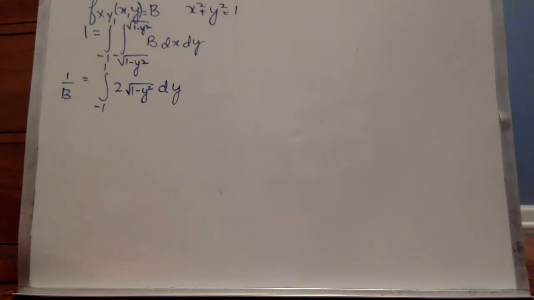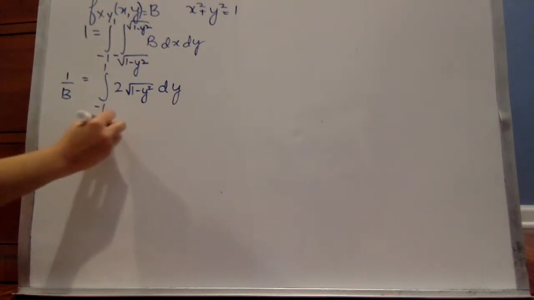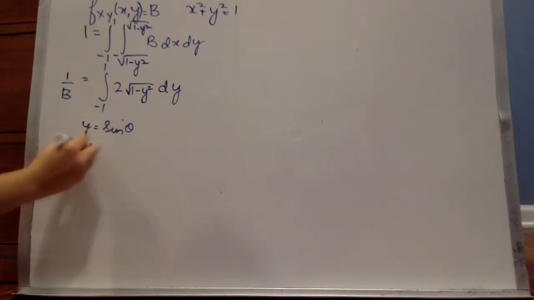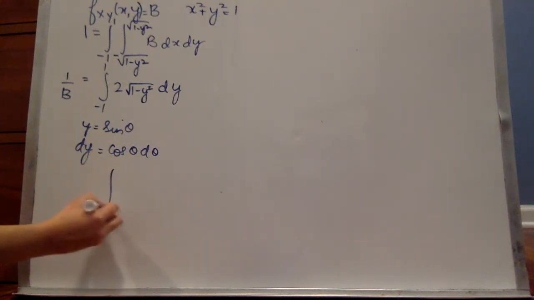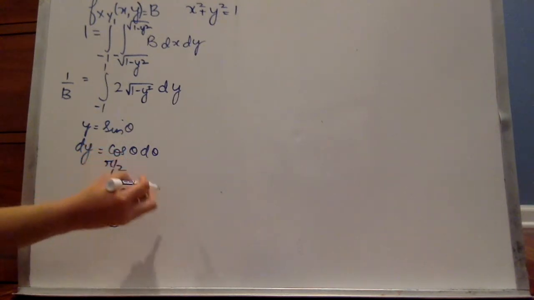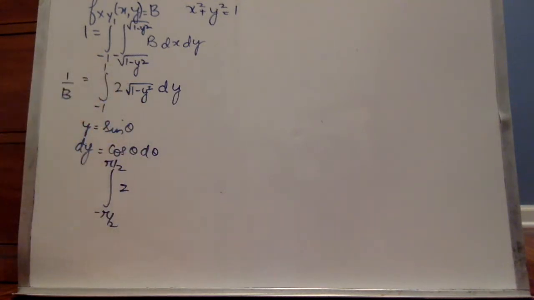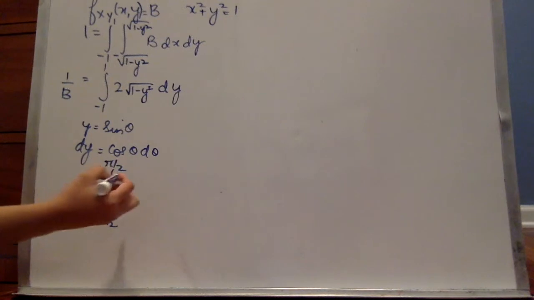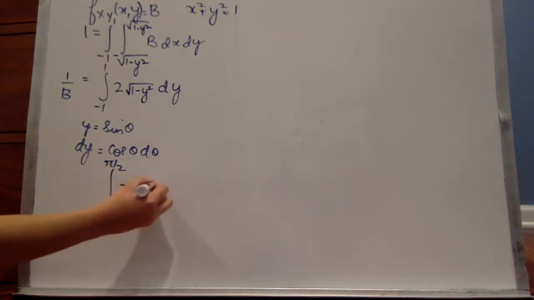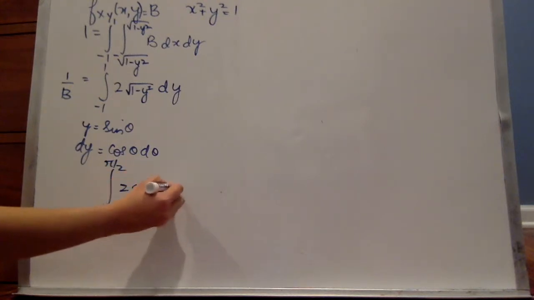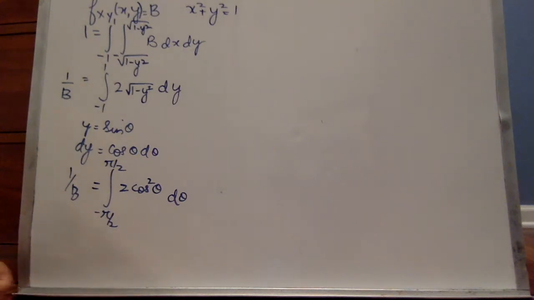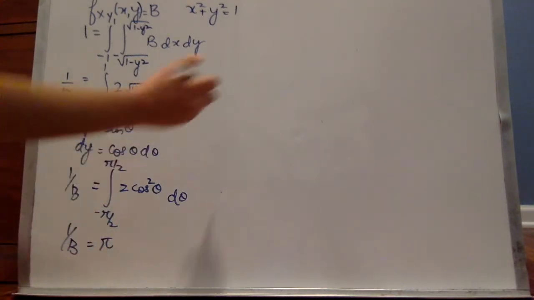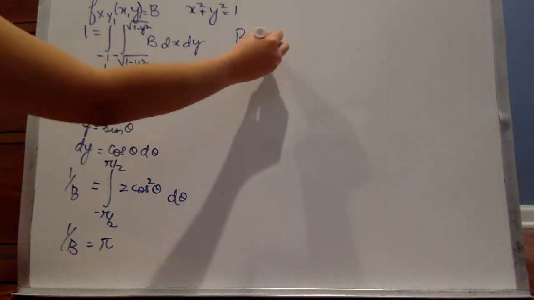Now I'm substituting y = sin θ, so dy will become cos θ dθ, and limits will become -π/2 to π/2. 2√(1 - sin²θ) will become cos²θ, and on taking the square root it will become cos θ, and on multiplying with this cos θ I get cos²θ dθ equals 1/b. On integrating it further, I'll get the result 1/b = π. So the value of b becomes 1/π.